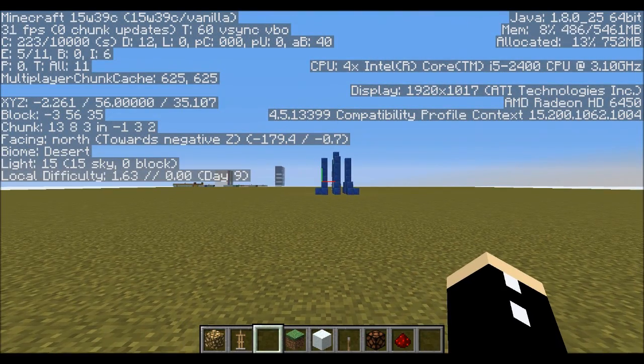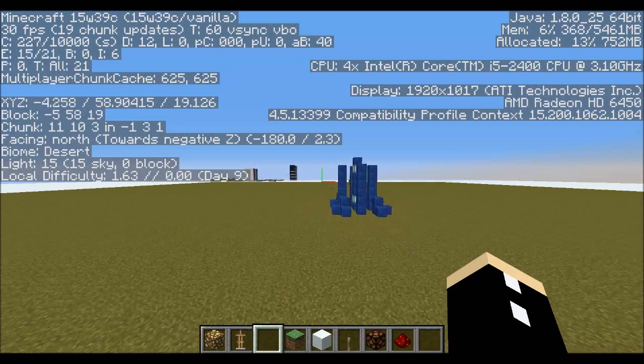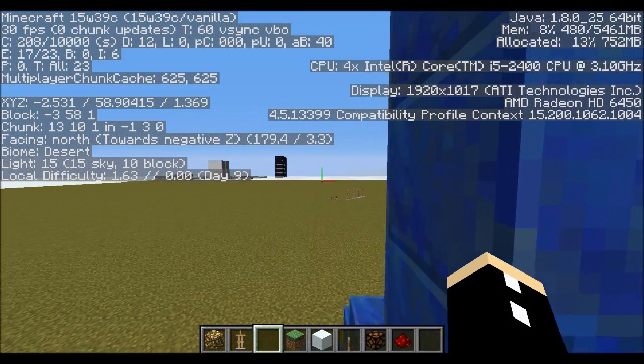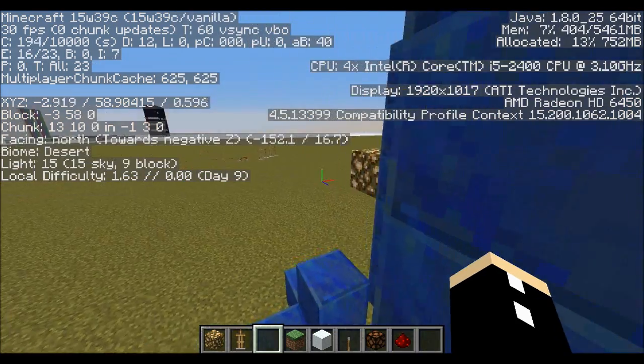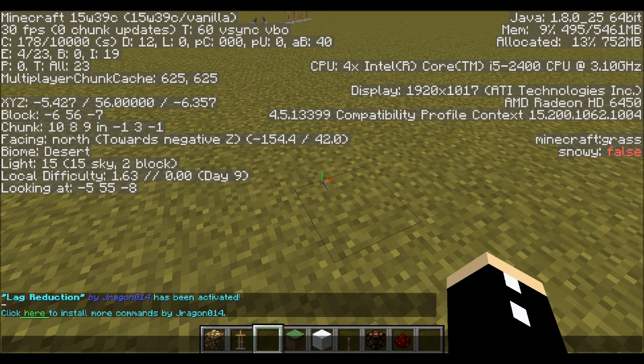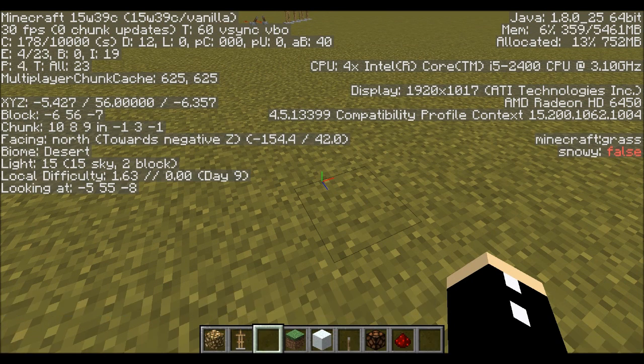Now the final thing I want to talk about is when you are looking at a block. You will see there's nothing here at the moment, but when I look at a block, you will see that this here appears, and it says I'm looking at a lapis block. So if I move here, I am looking at grass that is not snowy, so it tells you some information about the block if it's applicable.